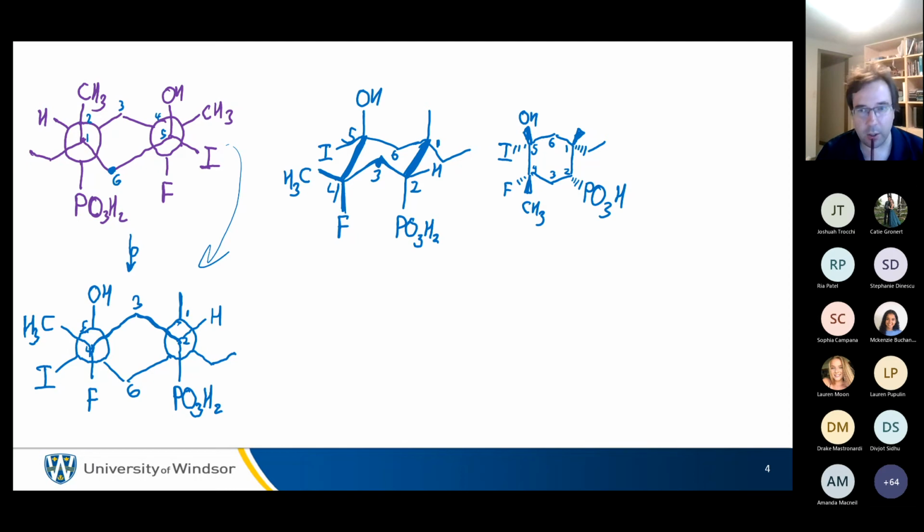Yeah, the equatorials are hard. If you're ever confused about an equatorial, whether it's up or down, draw in the axial, and there's no question about whether an axial is up or down. That's super clear. So the equatorials are all up or down relative to the axial.